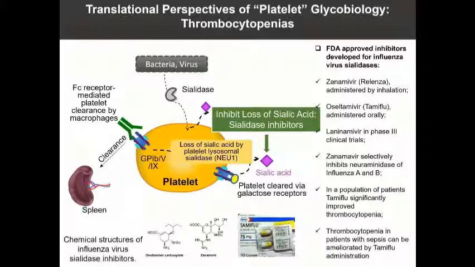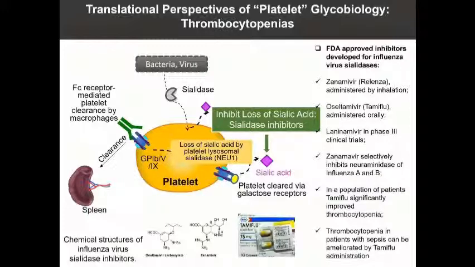What is pretty clear is that there are FDA-approved inhibitors, which were developed actually for influenza virus sialidases, such as zanamivir or Relenza, which is administered by inhalation. There's oseltamivir, such as Tamiflu, which is orally given to patients. There is a newer one in a phase 3 clinical trial; I think in Japan it's already approved for treatment. All these drugs have been developed to more selectively or not selectively inhibit neuraminidase or sialidases from influenza A and B.